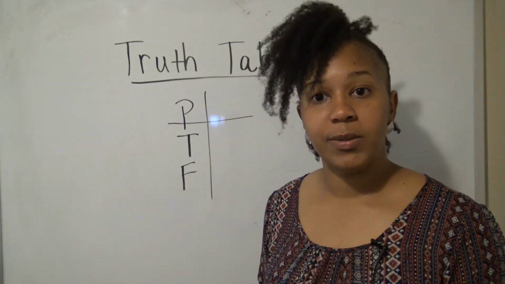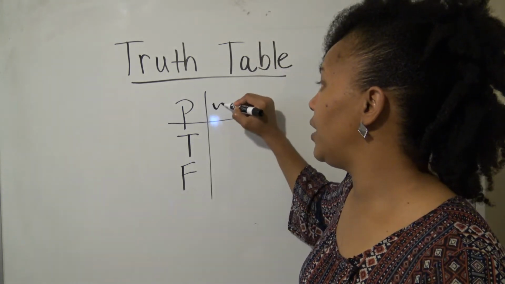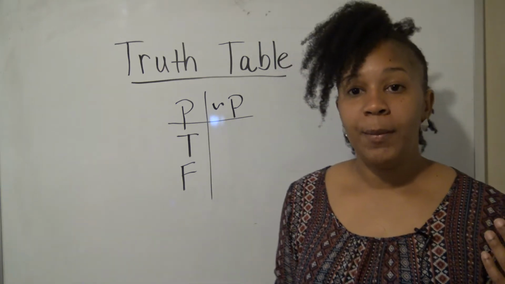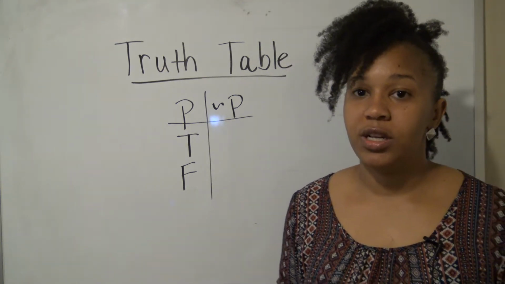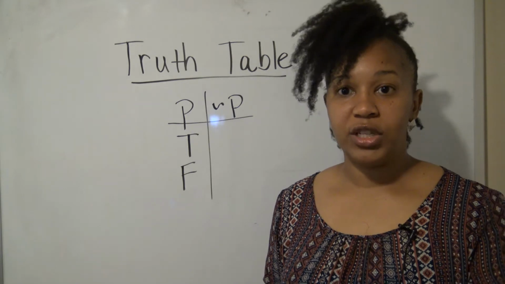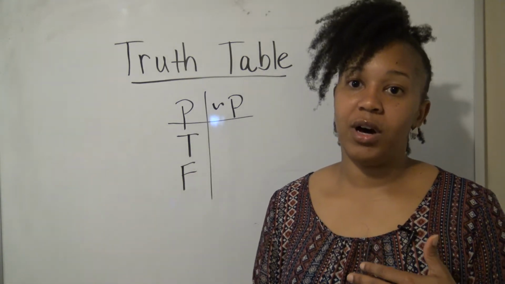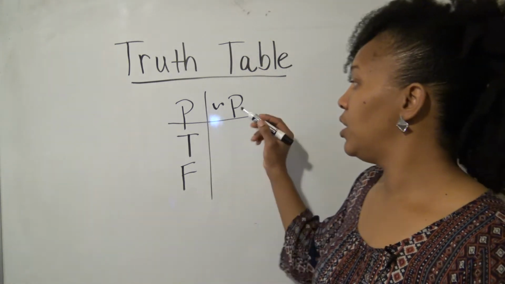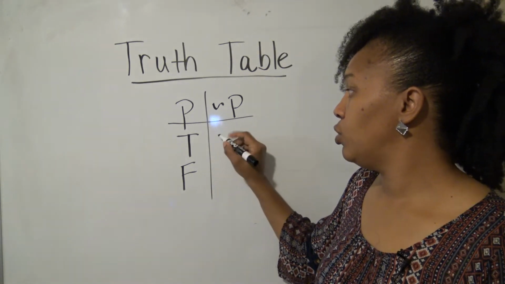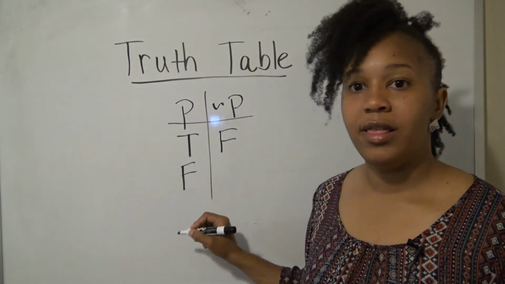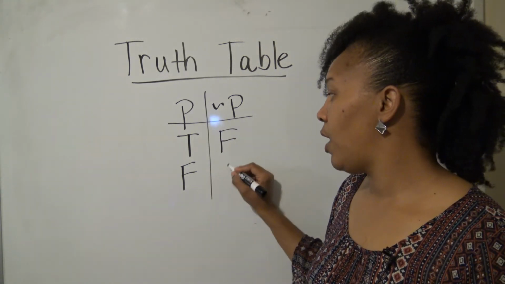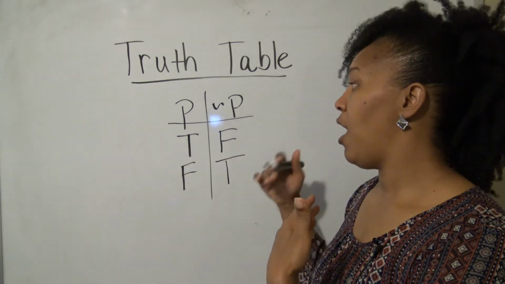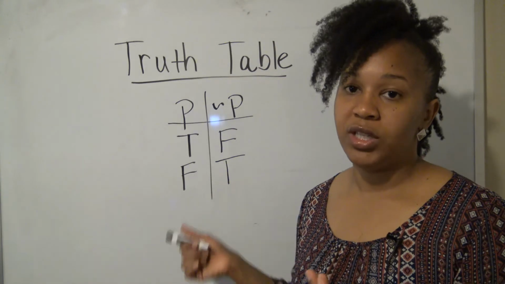Now I put two columns because in my second column I'm going to put the negation of P, which is the squiggly line and the P. Remember that the definition of negation was you take a value that's true and the negation makes it false, or you take a value that's false and the negation of it makes it true. So the negation of P, if P is true, will be false, and the negation of P, if P is false, will be true.